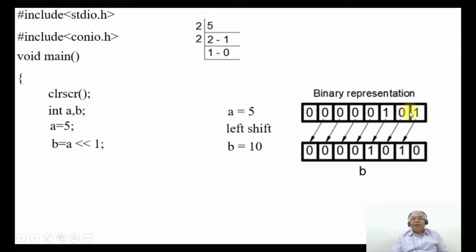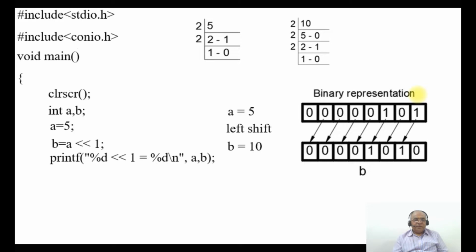First, the binary representation of 5: 5 divided by 2 is 2 remainder 1, 2 divided by 2 is 1 remainder 0, and 1 remainder 1. So 101 is the binary representation of 5. For 10: 10 divided by 2 is 5 remainder 0, 5 divided by 2 is 2 remainder 1, 2 divided by 2 is 1 remainder 0, and 1 remainder 1. So the binary for 10 is 1010. Then printf("%d << 1 bit = %d\n", a, b). The output: 5 shifted by 1 bit position gives 10.